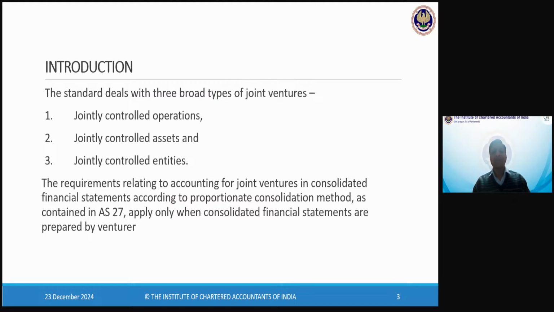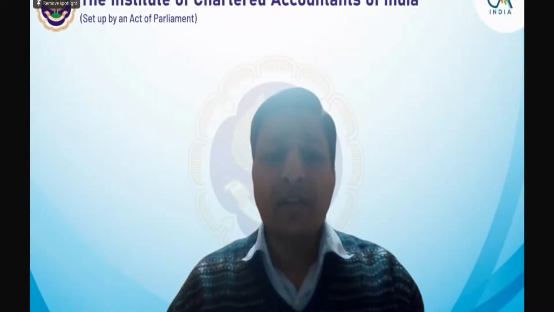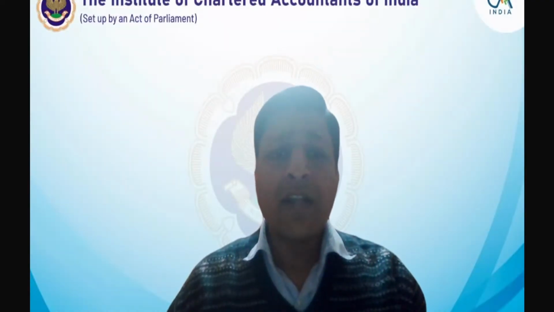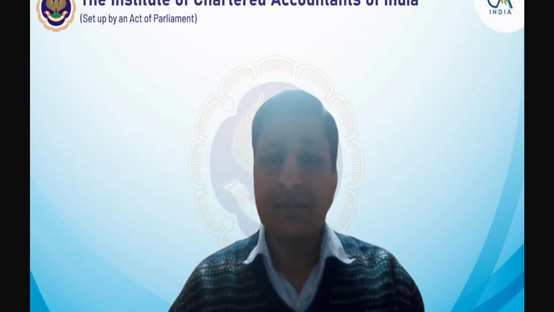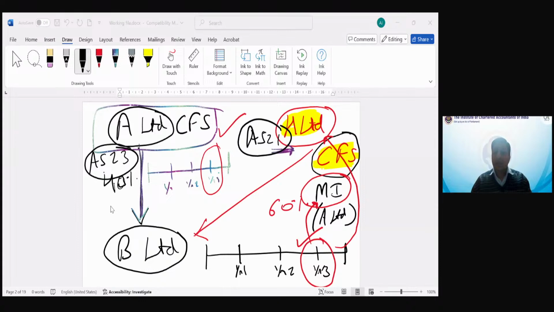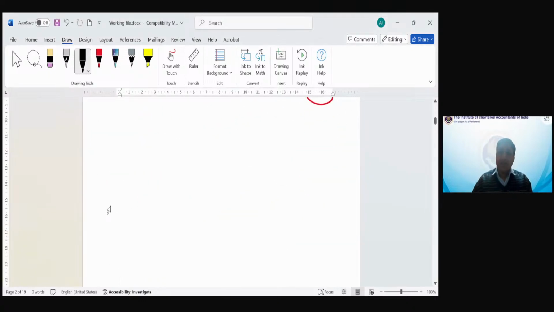statements. So the first step should be to consider under what situation an investee will be considered as a joint venture. Let's talk about it. AS 27 requires certain conditions to be fulfilled by the investee in respect of the investment. Now what are those conditions?